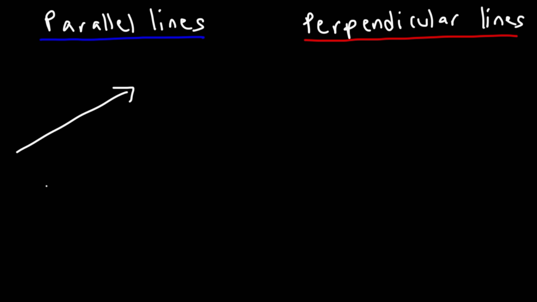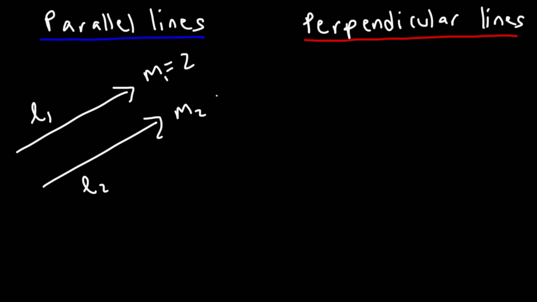Parallel lines, they travel in the same direction. Let's call this line 1 and line 2. Let's say the slope of line 1 has a value of 2. If the slope of line 1 has a value of 2, and if line 2 is parallel to line 1, the slope of line 2 will be the same. It will also be 2. What you need to know is that parallel lines, they have the same slope. So m1 is going to be equal to m2.